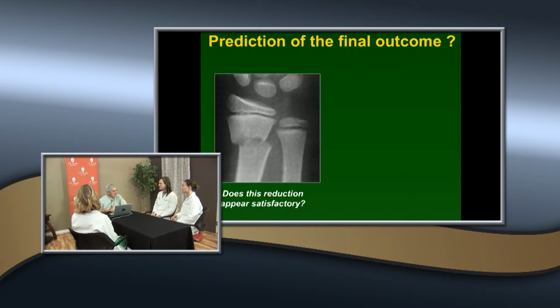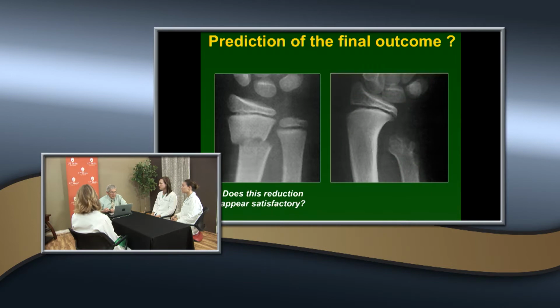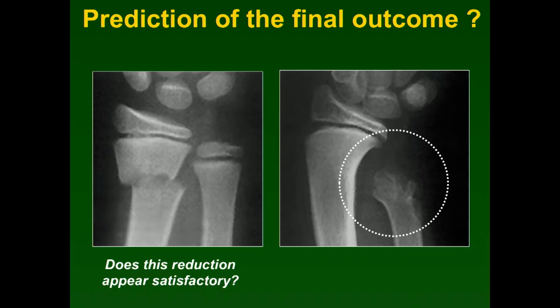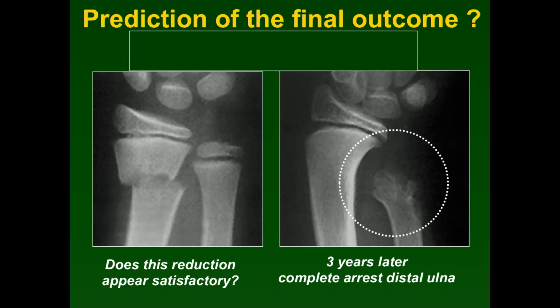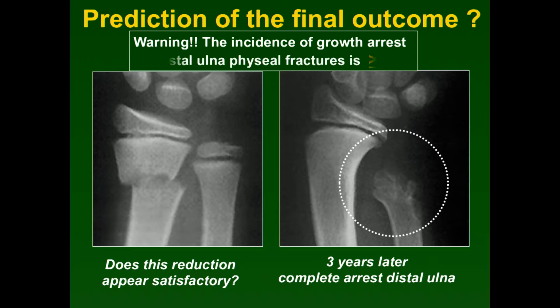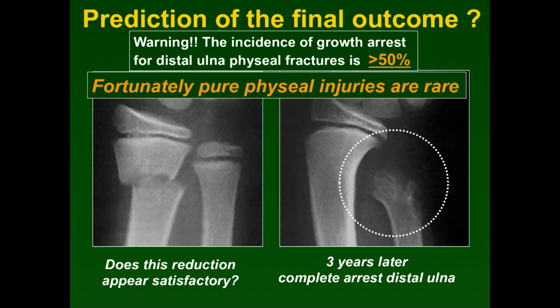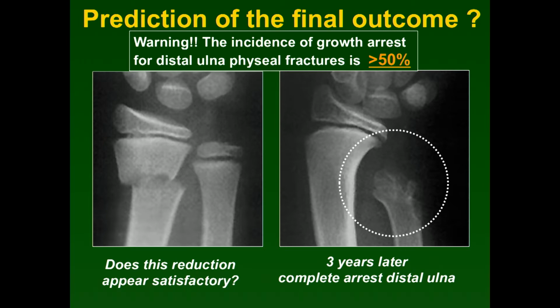Follow it. You need to follow it. Why? To see if there's any growth arrest. Where? Of the distal ulna. Very good. Yeah, you see this. This one was sent to me because the ulna had arrested. In 3 years it had a complete arrest of the distal ulna with shortening. It developed a kind of Madelung's deformity. And fortunately, we're not really sure why, the incidence of growth arrest for distal physeal fractures is about 50%. But fortunately, distal physis injuries are pretty rare.